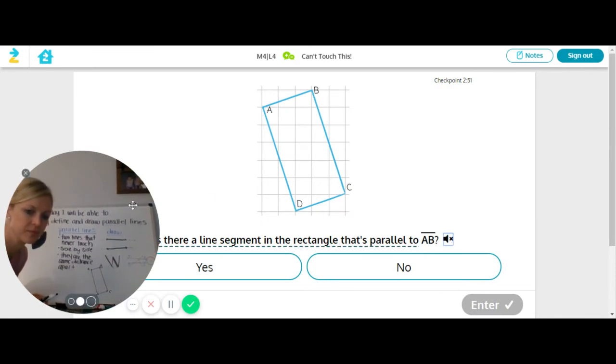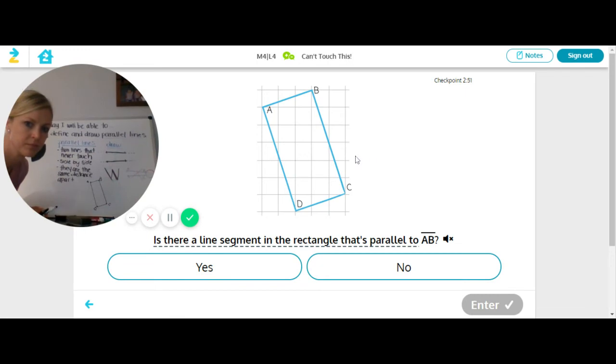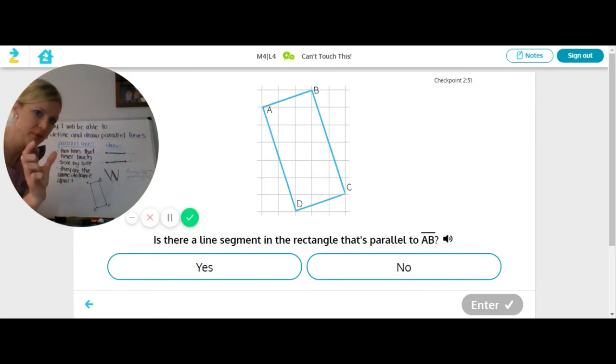Is there a line segment in the rectangle that's parallel to segment AB? Let's think back to our notes. What is a line segment? Exactly. A line segment has two endpoints. Okay, and they're two lines that both sides stop. They don't continue on forever.